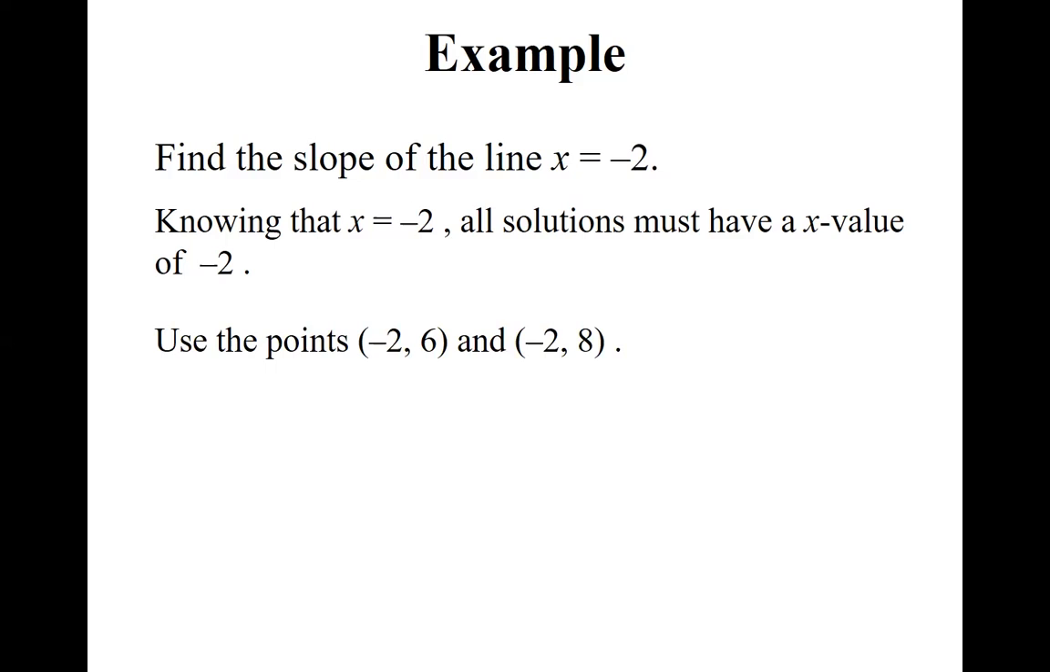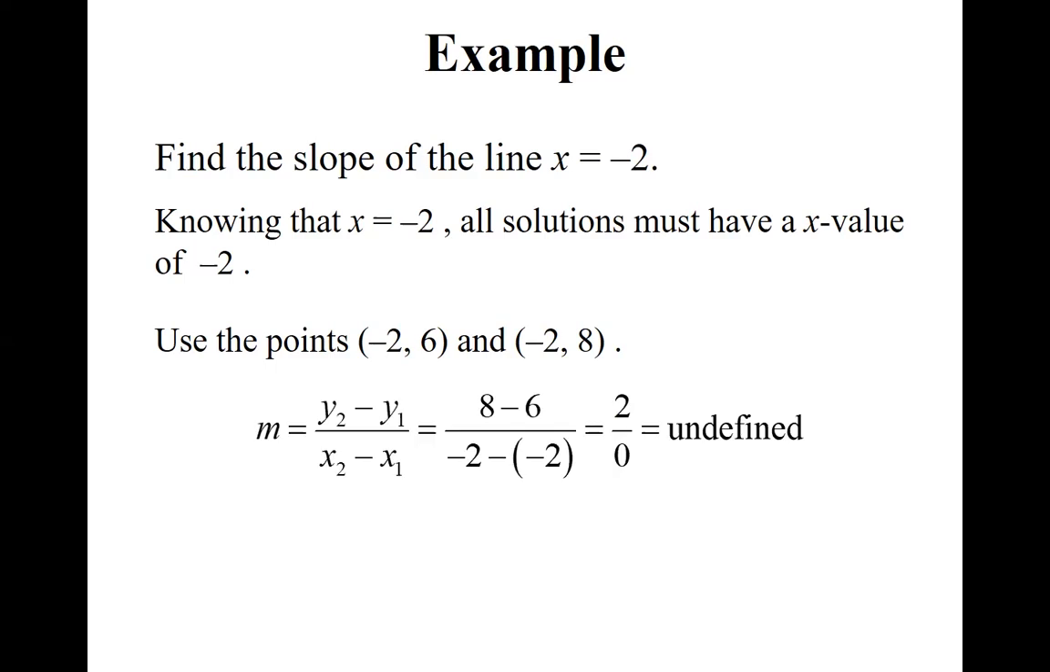Where did the 6 and the 8 come from? We just picked them at random. They don't have to be 6 and 8. We just need 2 points to plug into the slope formula. And when we use these 2 points, the interesting thing is not what happens on the top when we subtract the y's. The interesting thing is what happens on the bottom when we subtract the x's.